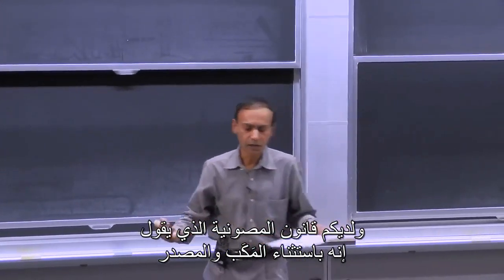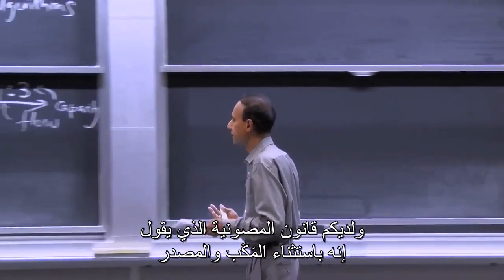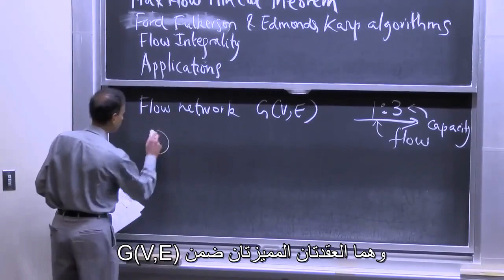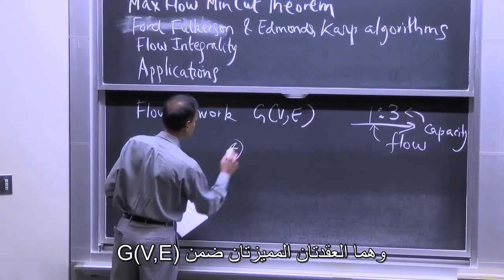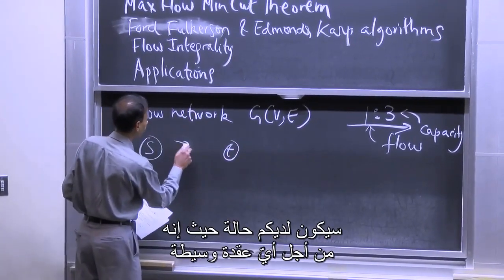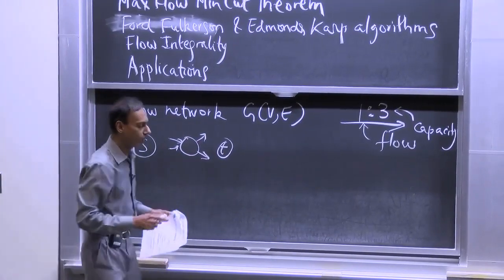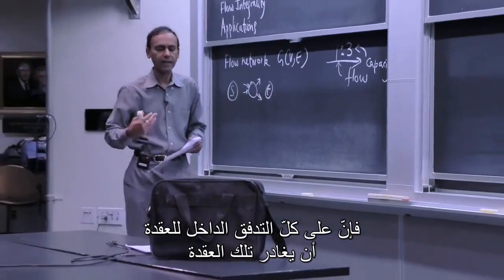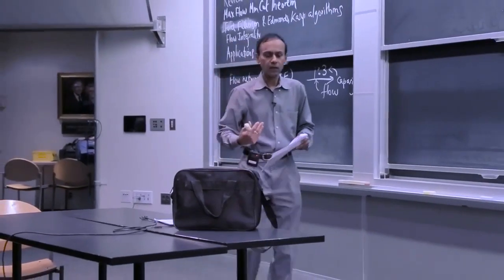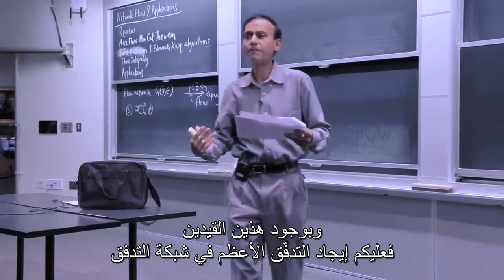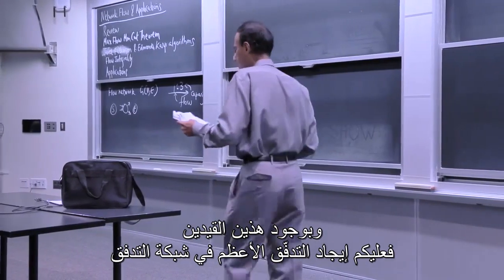And we also have the laws of conservation that say that other than the sink and the source, which are the two distinguished vertices in G(V, E), you're going to have a situation where for any intermediate vertex, all of the flow entering the vertex has to leave the vertex. And with those two constraints, you need to find the max flow in your flow network.